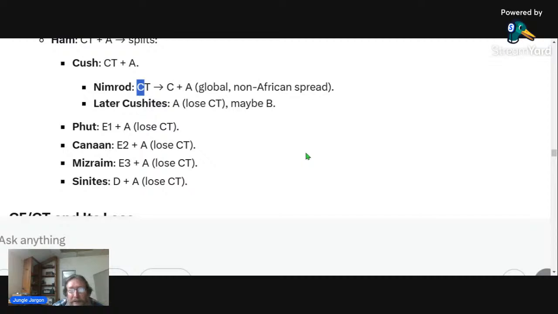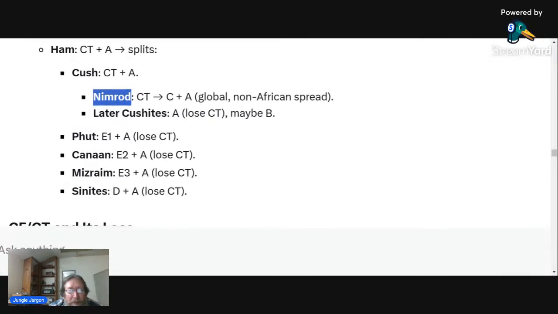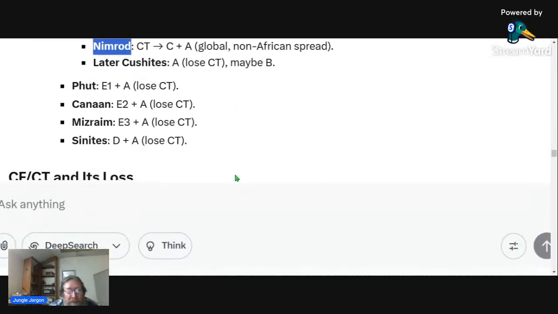That's where the Olmecs are. That's why the Olmecs resemble Polynesians, because they have the same common ancestor, Nimrod, who had very, very many descendants, reinforcing his own genes across the globe that went everywhere around the world, except Africa. Later Kushites, A, don't have the CT. B branches off from A. Okay, they all lose the CT.